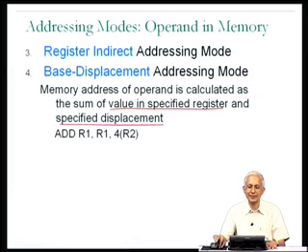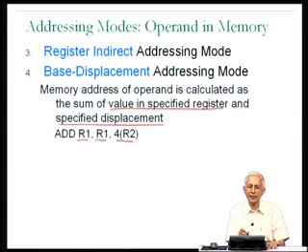Moving right along, let's look at an example. So again, an add instruction, add R1, R1. R1 is the destination, it's specified in register direct. R1 is the first source, it is also specified in register direct addressing mode. Here we have a new notation, and this is a notation which again is often used to specify an operand in base displacement addressing mode.